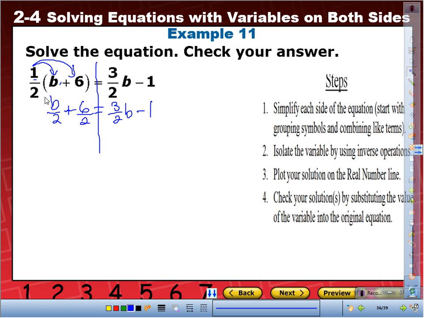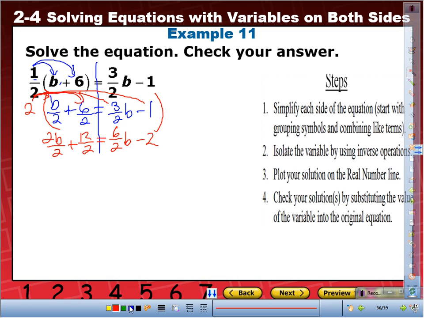Now, I don't know about you. Do you want to continue working with fractions all the way? No, let's get rid of the fractions. What's our common denominator? 2. So let's multiply the entire equation times 2. 2 times b, that's 2b over 2, the denominator stays the same, plus 2 times 6, that's 12 over 2, equals 2 times 3, that's 6 over 2, b, minus, and 2 times 1 is 2.